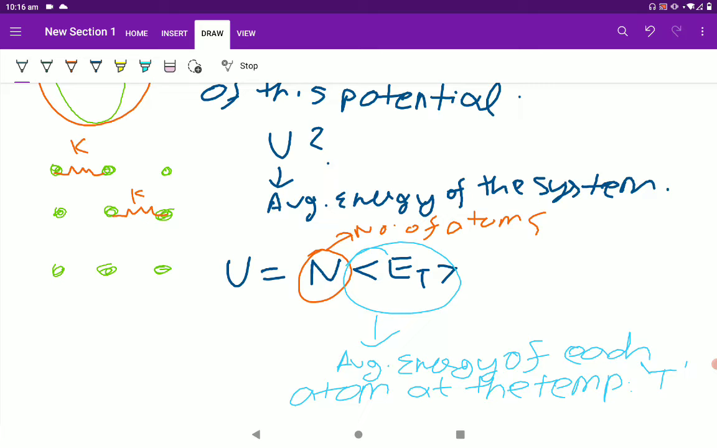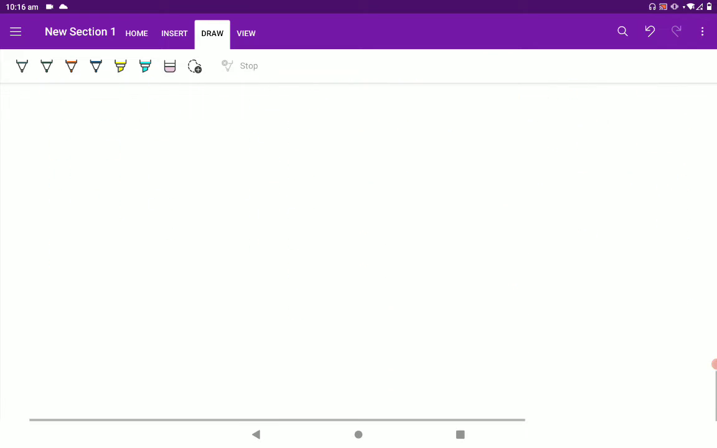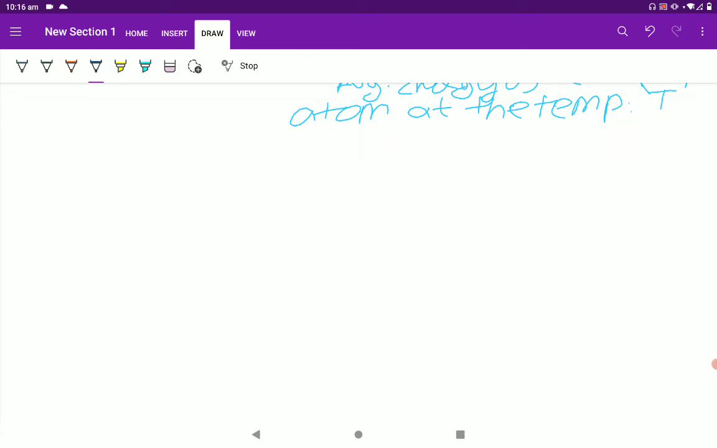So the next question is: how much is the average energy of each particle at temperature T? Let's consider a 1D system. For each degree of freedom of the system, we have an average energy of half kT. An atom in the gas can move in three directions, so it has 3 degrees of freedom. So in 3 dimensions, the average energy is 3/2 kT.